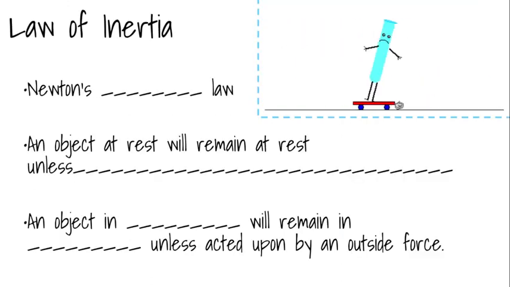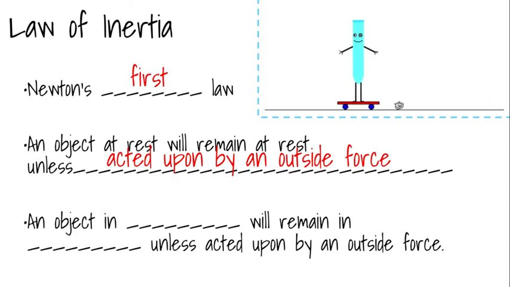So let's look more at Newton's first law, the law of inertia. This law states that an object at rest, meaning it's not moving, will remain at rest unless acted upon by an outside force. Right now, if you have a book beside you on the table, it's not moving. If you push it off of your table, it is no longer at rest. If you never push it off of your table, it would remain at rest until acted upon by a force.